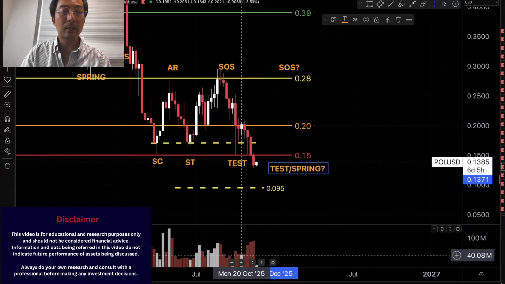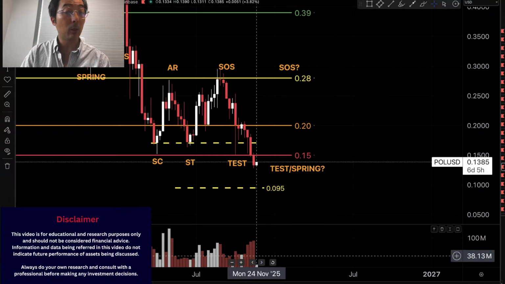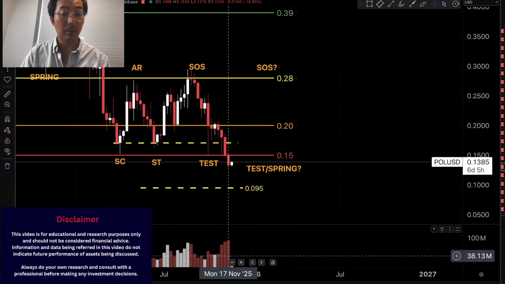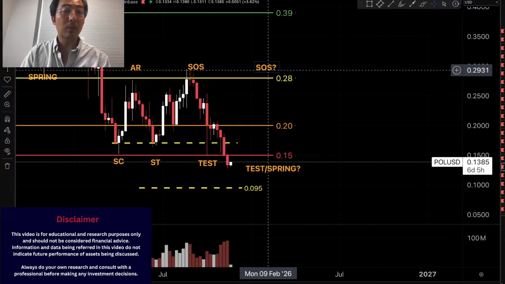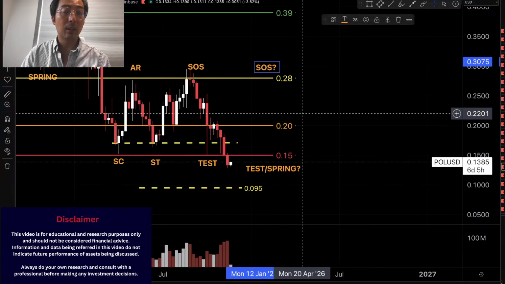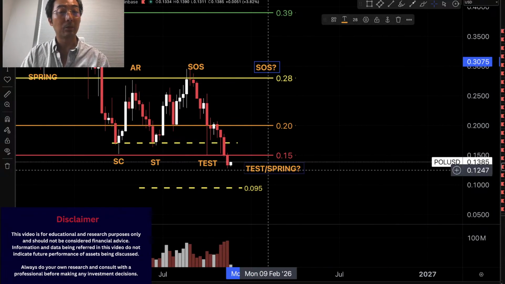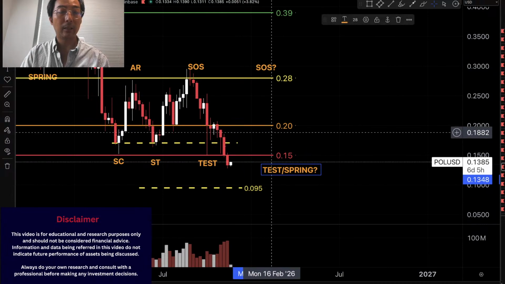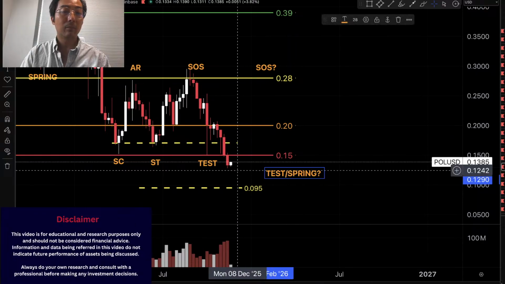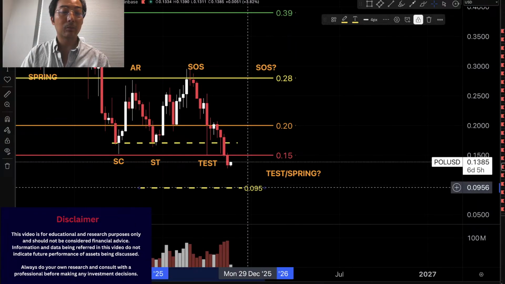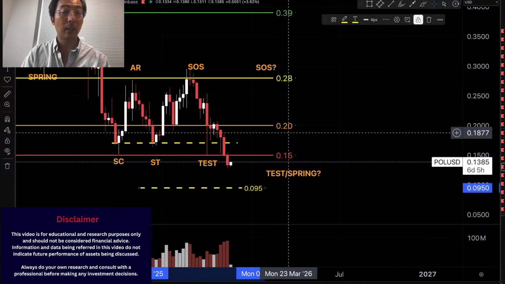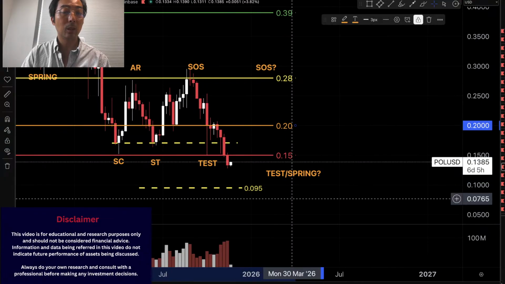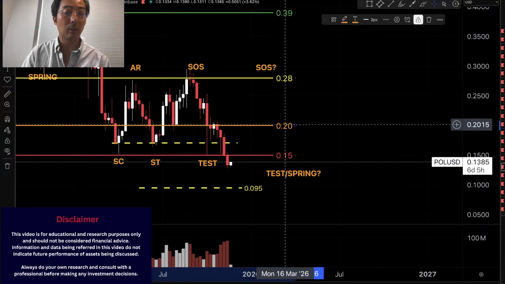As long as the volume, the white ones especially, doesn't pick up, the chance of getting up here is pretty low. Then what happens after the spring? Of course, there can be subsequent tests, meaning trading sideways between either this yellow dash line that I just talked about and the orange key level of 0.20, or between the red and the orange.